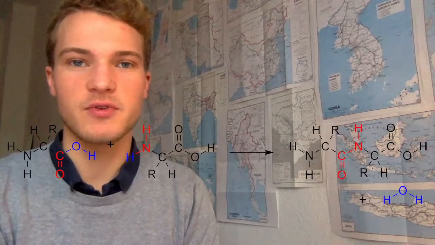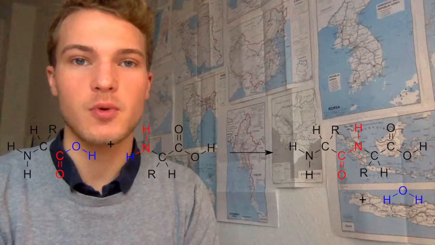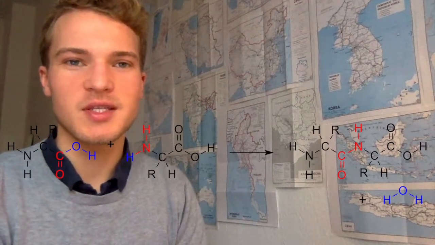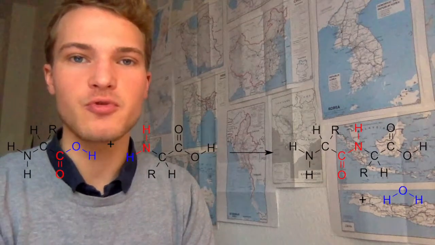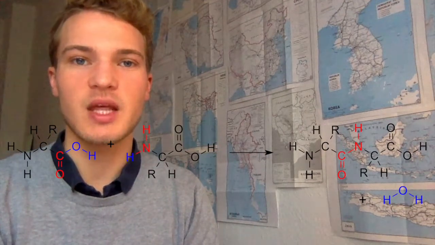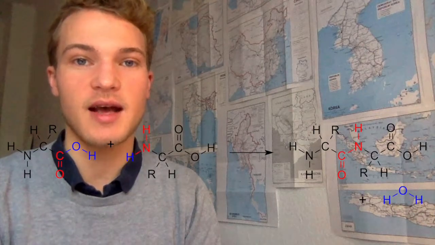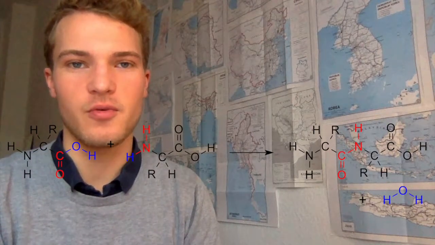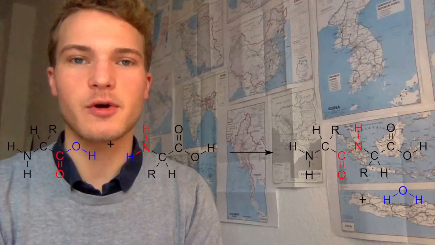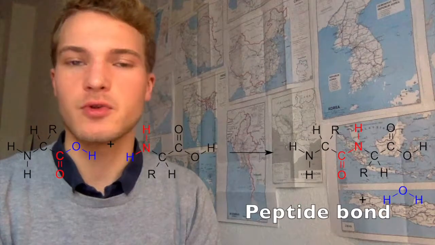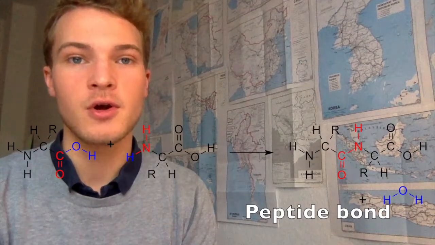And in the process of doing that, we are creating water, so H2O. And when we're doing this, we are connecting the amine group of one amino acid with the carboxyl or the carboxylic acid group of another amino acid. And that bond is called a peptide bond. And so those two amino acids together, we're calling a dipeptide. Now, if we do this again and again and again and again, now we have a polypeptide.